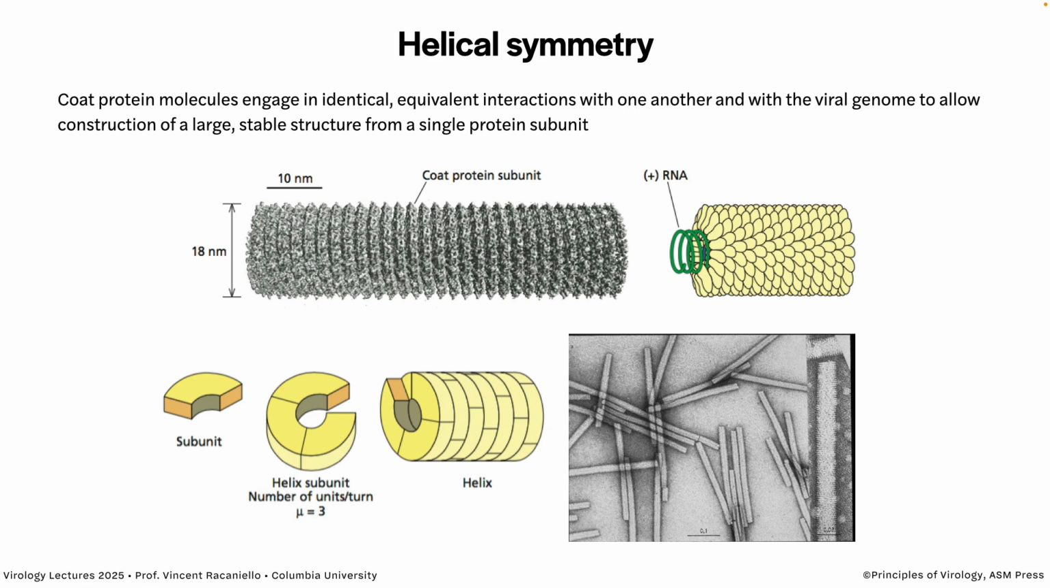You can see coat protein subunit. And each coat protein is bound to the RNA, so it interacts with the RNA as well as with another coat protein. So that's helical symmetry. Essentially, the coat protein is making a helix of protein, and in the process is bound to the RNA. So that is actually tobacco mosaic virus, the first virus discovered. It's simply a helical structure with protein and RNA. Nothing more.